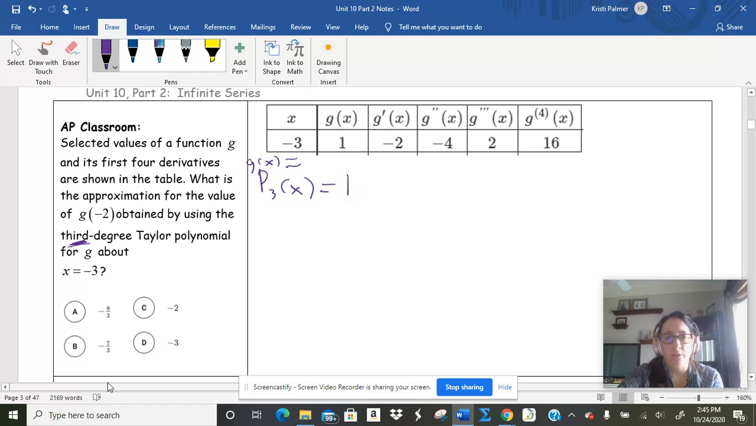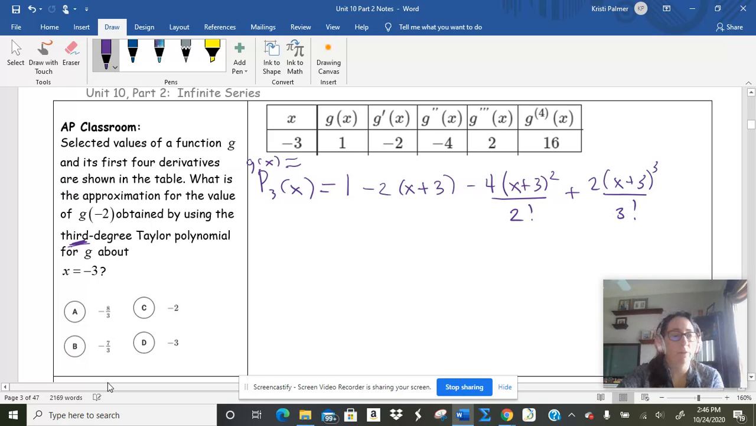So I'm going to have my first term and then the second term times x minus, what do we plug in? So minus a negative is a positive, and then my second derivative squared, and then don't forget to divide by 2 factorial, and then the third part, and then that's where I'm going to stop because it wanted the third degree.